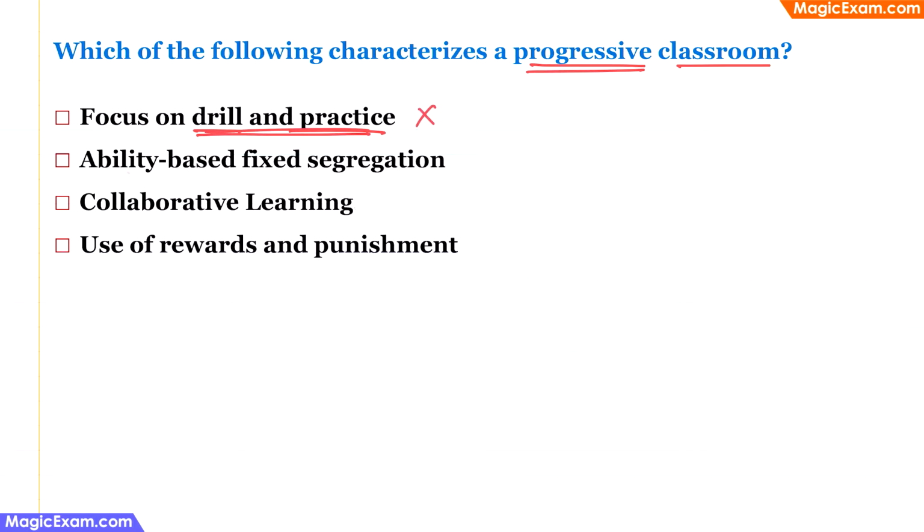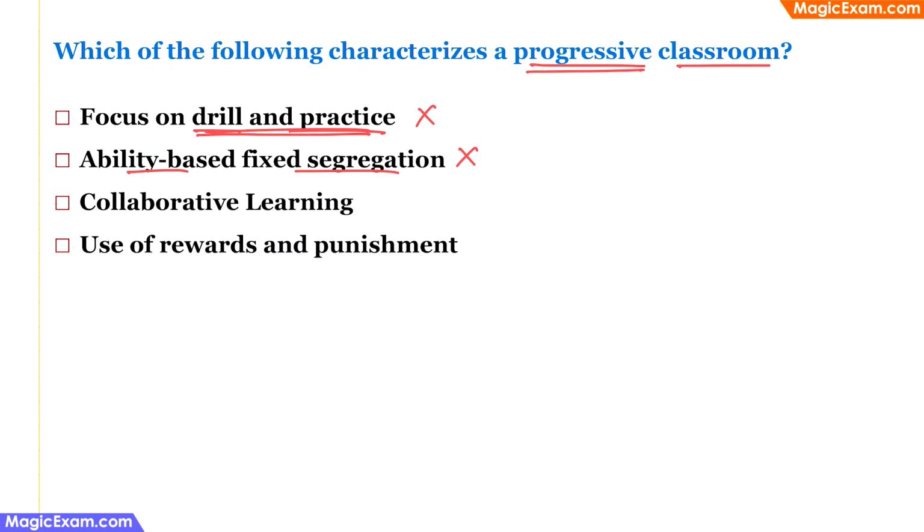Next, ability-based fixed segregation. That is, if you segregate the class on the basis of some ability, for example, children who are good in maths are put in one group and children who are bad in maths are put in another group, children who are good in communication are put in one group, and children who are bad in communication or English or language are put in another group. So such segregation is absolutely not recommended. Therefore, this cannot be progressive.